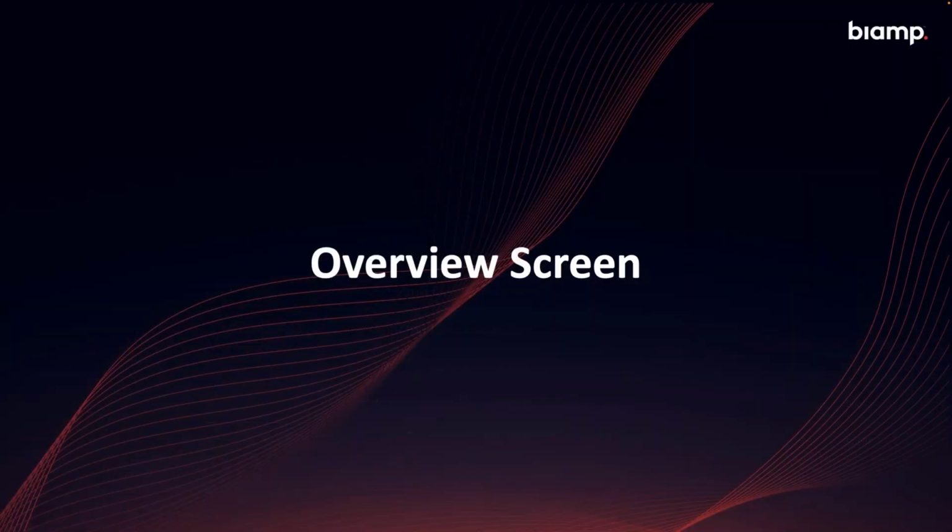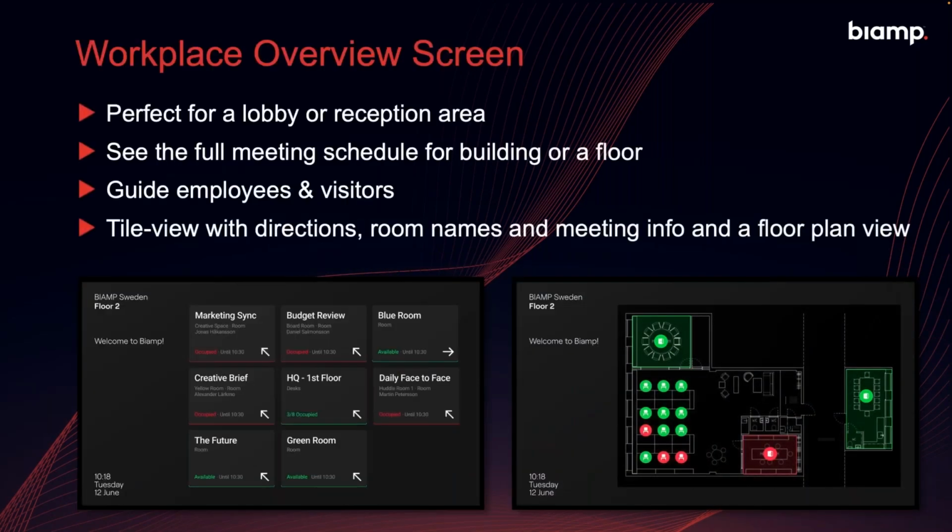I'd also like to talk a little bit about the overview screen. Finding an available desk or room can sometimes be challenging. That's where the overview screen comes in. The overview screen provides an instant view of available spaces on a floor. Green indicates that a desk or room is available, yellow that it's booked, and red that it's being occupied.